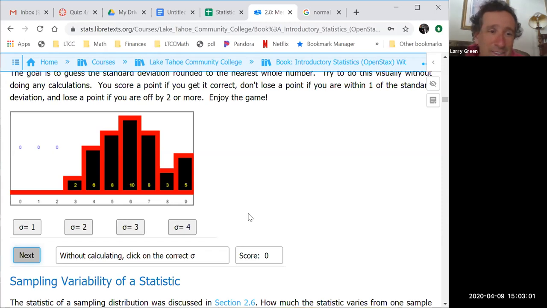So I'll give you a minute or two and play around with it. I want you to get the feel for it. That's the whole point. I want you to kind of get the feel for the standard deviation. And don't be afraid to get it wrong. Don't spend 10 minutes on every one of these. Spend a few seconds. Try it, and then eventually you'll get good at it, and you'll get it within 1 every time. So go play.